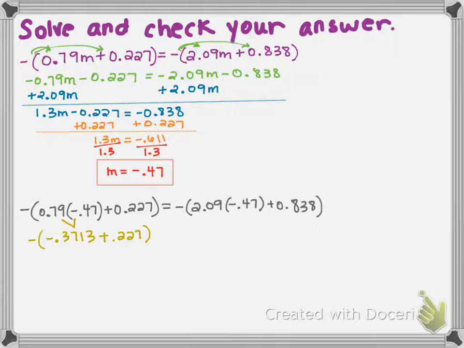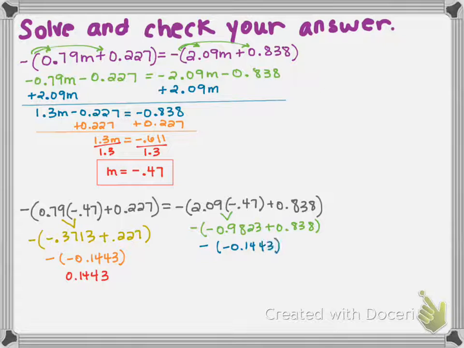You do have to follow the order of operations. So first I need to multiply. Oh, actually first I need to do what's in parentheses, and within those parentheses multiply. Then actually add what's in the parentheses. And then now I can apply that negative that was up front. So I end up with positive 0.1443. On the right side, once again, within the parentheses, I need to multiply and then add those values together and then apply the negative that was up front. So notice both sides equal 0.1443. So my answer was correct.